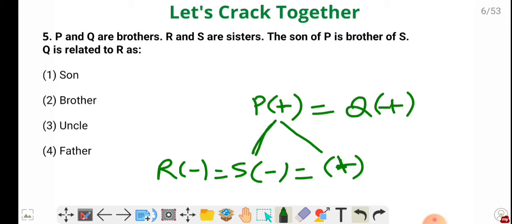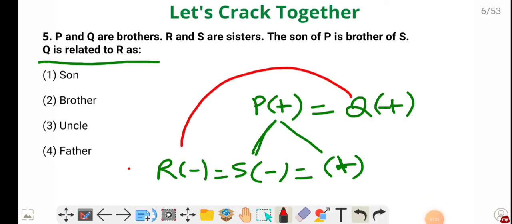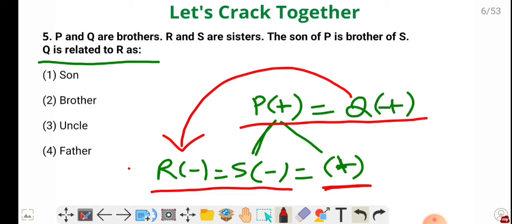Question is Q is related to R as. Now here Q is related to R as. According to the given relation, P and Q are brothers, R and S are sisters, and according to this relation, S and this are brother and sisters. Now R and S are daughters of P, and P and Q are brothers. So Q is related to R as what?